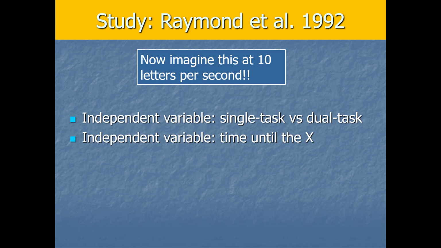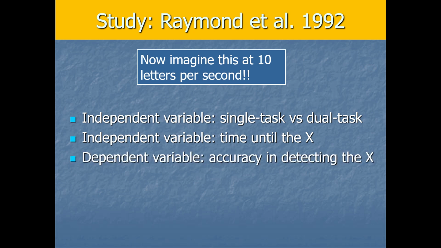So they've got a basic factorial design here. One independent variable is the single task versus dual task conditions. And then another independent variable they manipulated is the time delay until the X shows up, like how far into that stream of letters the X is, at time 2. And then the dependent variable is the accuracy in detecting the X, like how well you can do this task when it's the only thing on your plate, that's the single task version, versus when you're trying to do something else at the same time.